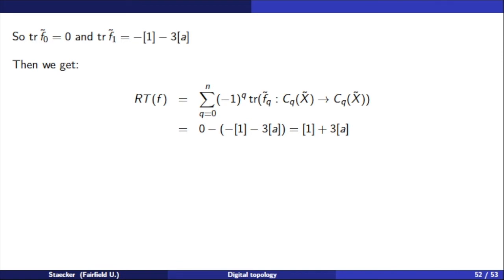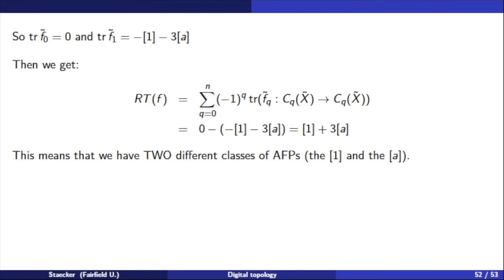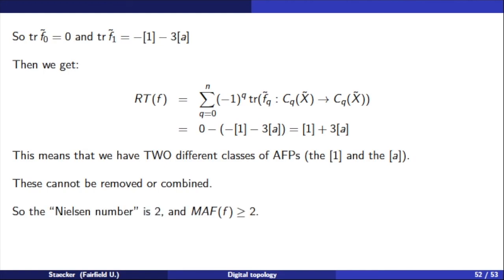And what that means is we have 2 different classes of approximate fixed point. There's the one which is the 1 and the one which is the A. These 2 different classes cannot be removed or combined with each other. And so we're going to say the Nielsen number is like 2. And that means that the minimum number of approximate fixed points must be 2 or more, right? You cannot ever get down to only 1 because they're separated by the mouth in this example, all right?